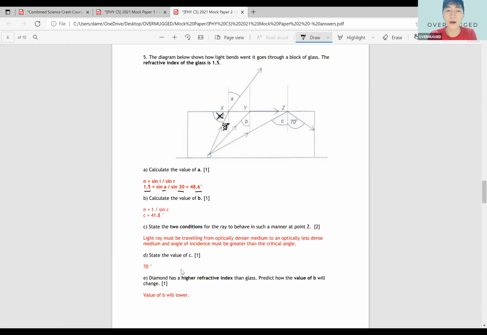Anyway, you just need to remember when you go from medium to air, right, it bends away from the normal. So the 30 must always bend away. The number will increase, cannot be decreased. Okay, so this is 48.6.